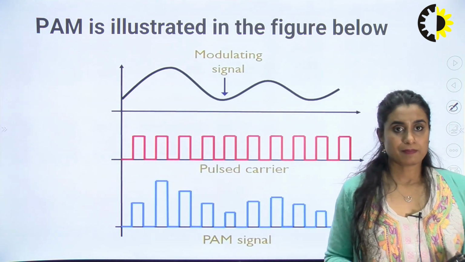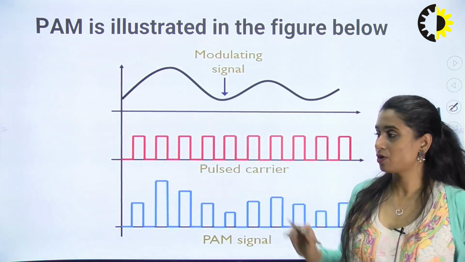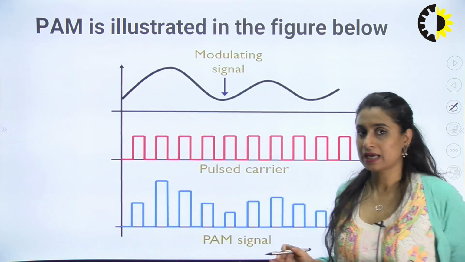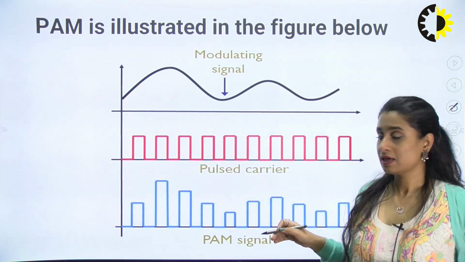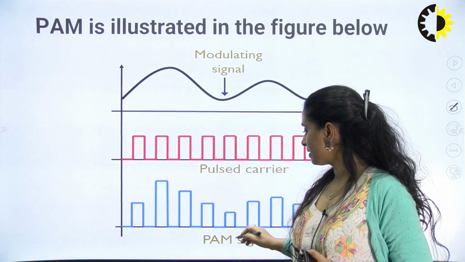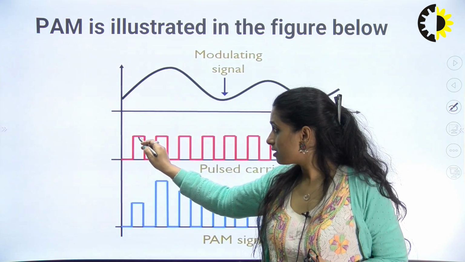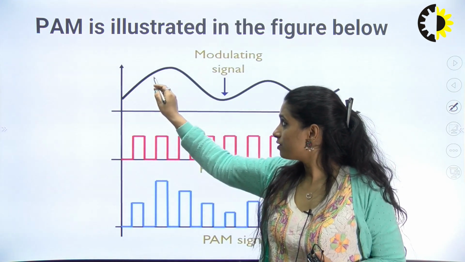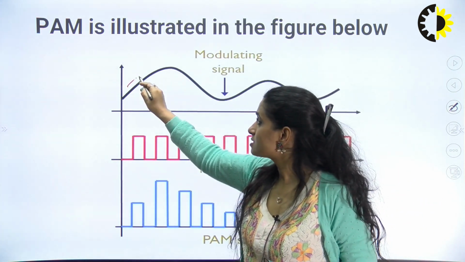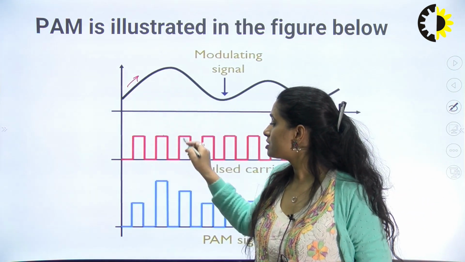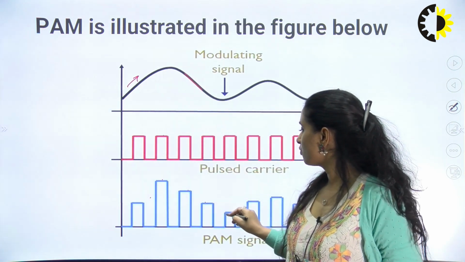So this is how my PAM signal should look. If this is my continuous wave, which is my modulating signal or message signal, and the carrier which I use is a high frequency pulse train, then my pulse amplitude modulated signal must look like this. That is, the amplitude of my pulses will vary with respect to the instantaneous value of my message signal. When the voltage is rising, the amplitude of these pulses keeps rising, and at its falling edge, the amplitude falls.